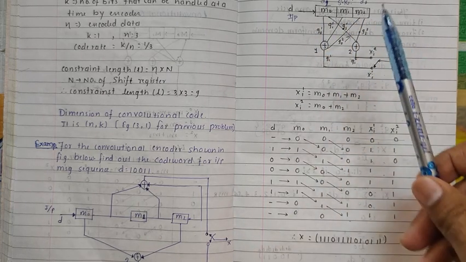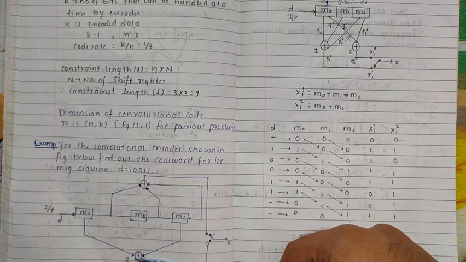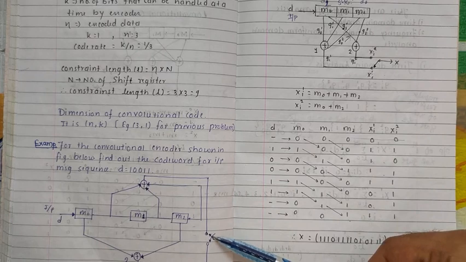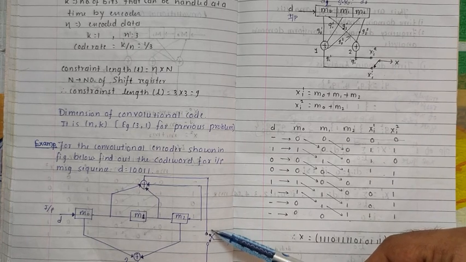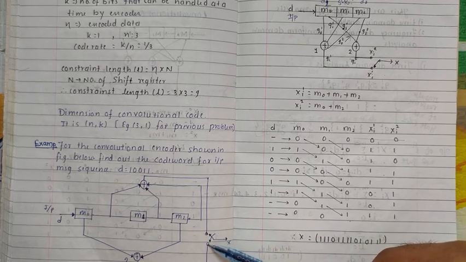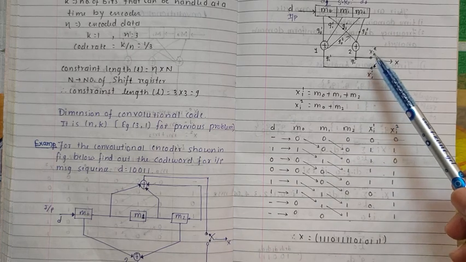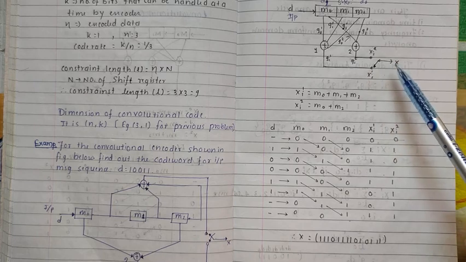Now how have you identified whether this is the first XOR gate or the second XOR gate? It is all identified from this particular switch. If you see this switch, it is first connected at this terminal, which means this is the first XOR gate, and later on it will be connected to this terminal, which means this is the second XOR gate. That's why I have written this as X1 and this as X2, and here we are getting the output X.